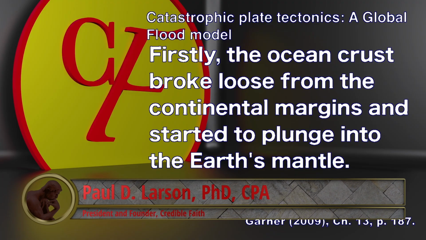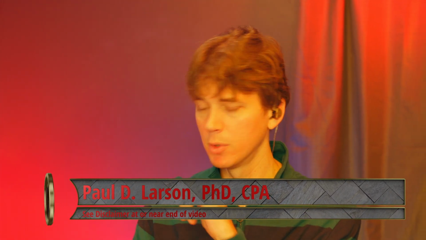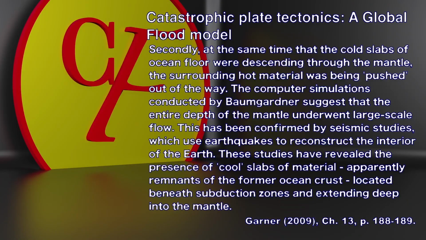Three pillars that you have from pages 187 through 189 about the catastrophic plate tectonics model. First is this. Firstly, the ocean crust broke loose from the continental margins and started to plunge into the Earth's mantle. That's number one. Number two, secondly, at the same time that the cold slabs of ocean floor were descending through the mantle, the surrounding hot material was being pushed out of the way.